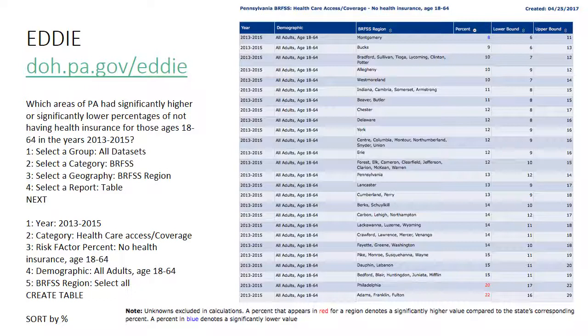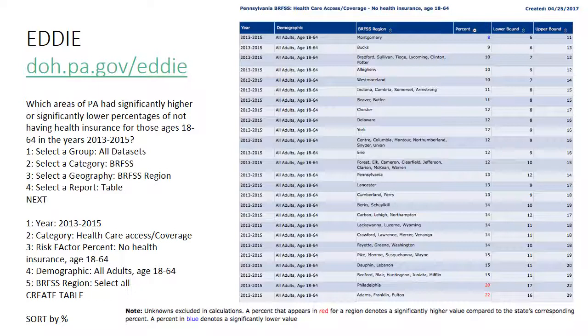Now when you create the table, it's not sorted in a way that would make it easy to find the highest and lowest. So in a similar way as you would do in Excel, you'll go over to the percent column and sort it from lowest to highest. There's a down arrow next to percent. If you click that, it will sort from smallest to highest percents. Notice at the bottom of the table, there's a note that unknowns are excluded from the calculation.